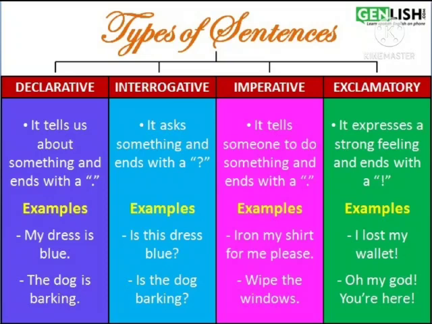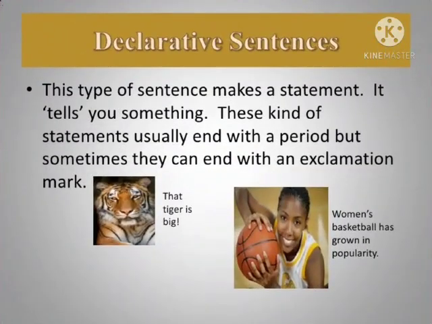For example, "I lost my wallet!" Here we are expressing our sadness, our emotion, so it's an exclamatory sentence. Then, "Oh my god, you are here!" Here also we are expressing our feelings, so it is an exclamatory sentence. Now let's discuss more about the types of sentences.